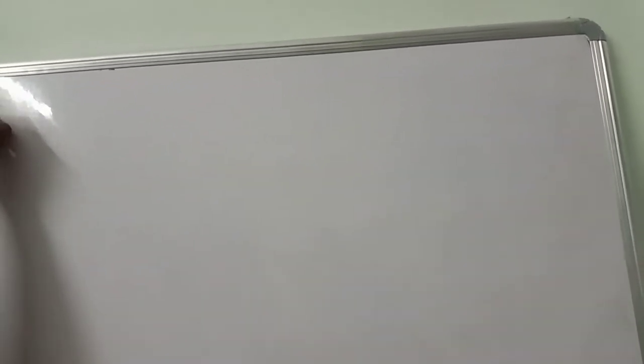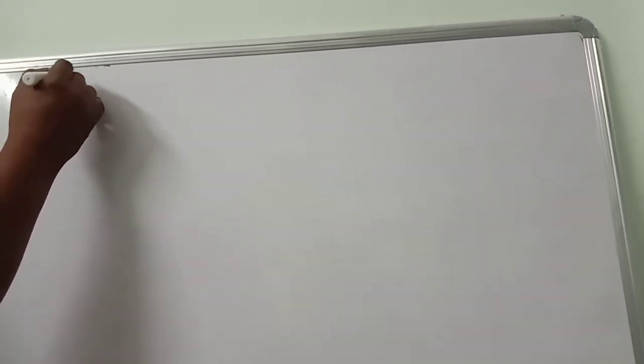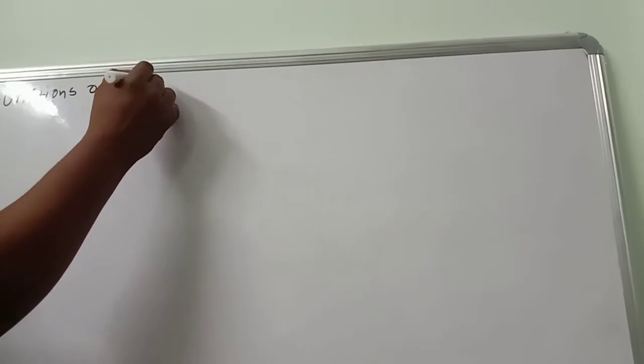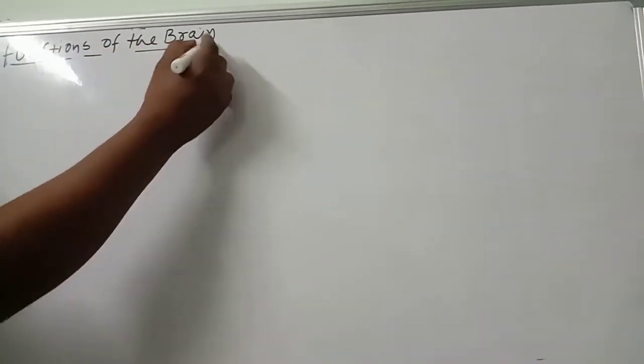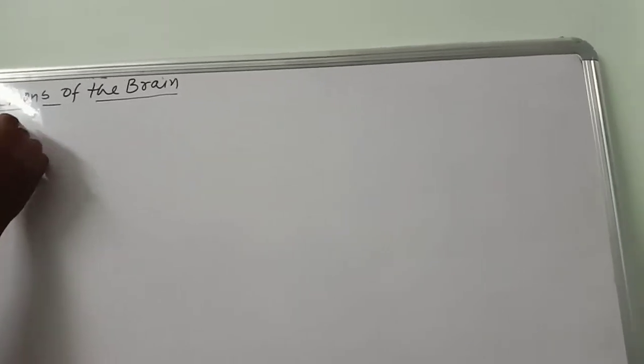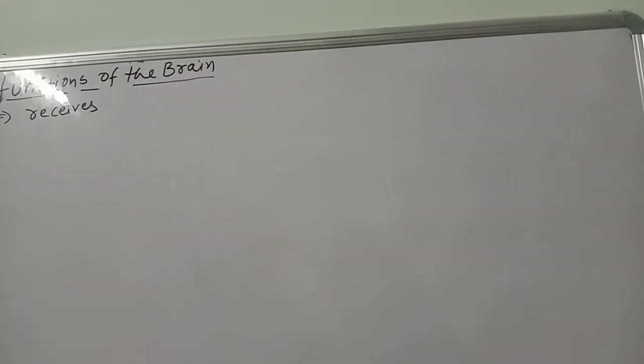Okay children, next, the functions of the brain. We are going to discuss the functions of the brain. The first function, receives. What function receives?